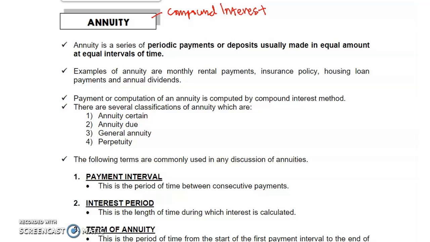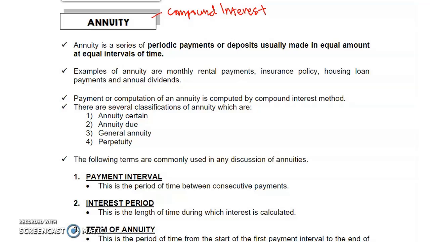So you still need to know what is the nominal rate, the annual nominal rate, which is value K, the interest rate for each interest period, which is value I, the frequency of conversion, and the interest period. Interest period, for example, compounded annually, compounded semi-annually, compounded quarterly, and so forth. So we still use the concept of compound interest.